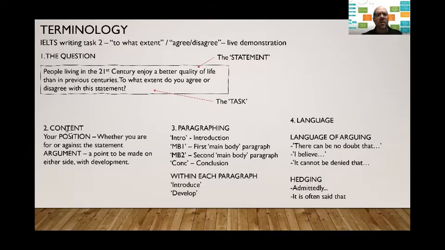When I talk about argument, I mean a point to be made on either side of the debate with the development of that argument.